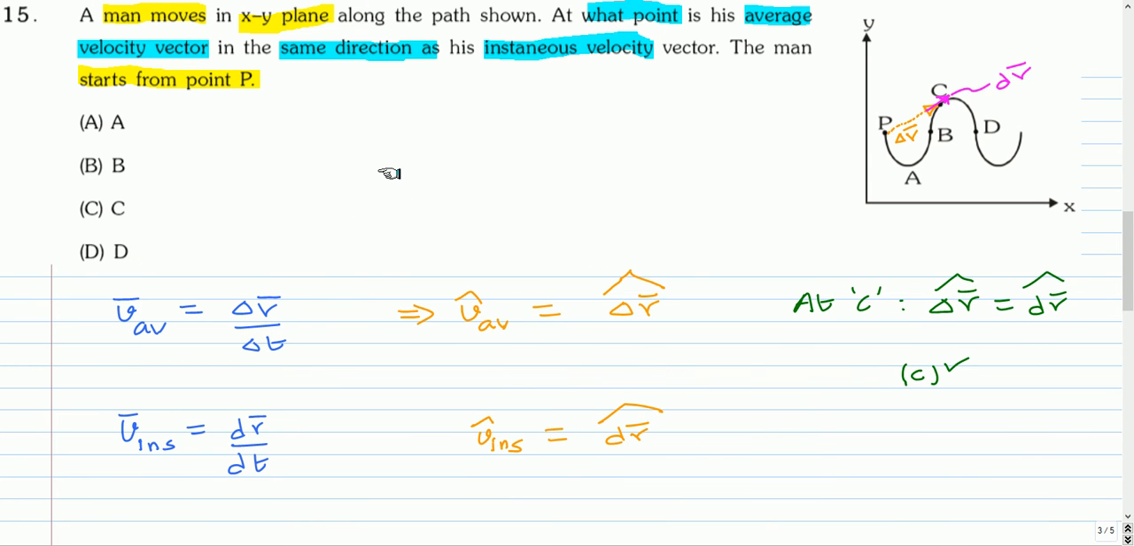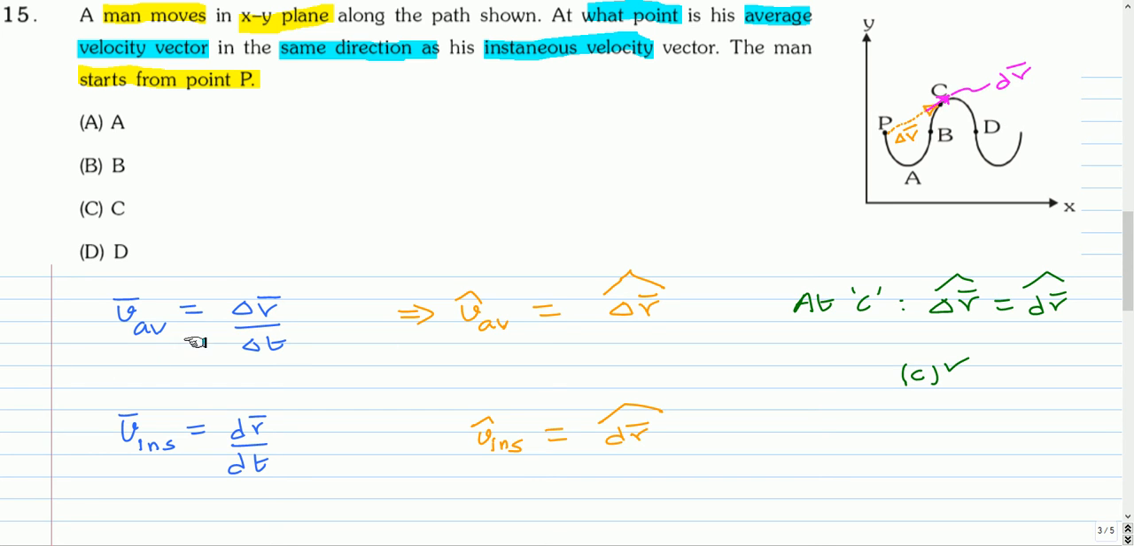This is the next question. A man moves in the xy plane along the path shown. At what point is his average velocity vector in the same direction as the instantaneous velocity vector? The man starts from point P and moves along this path.